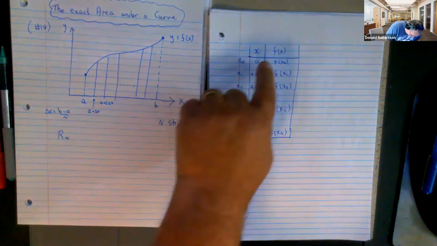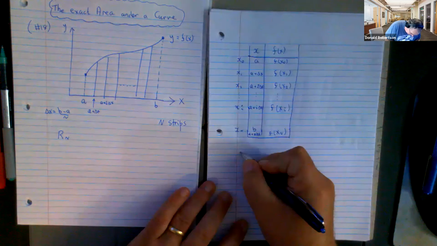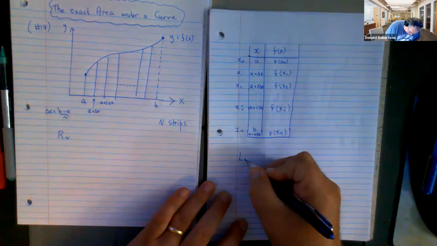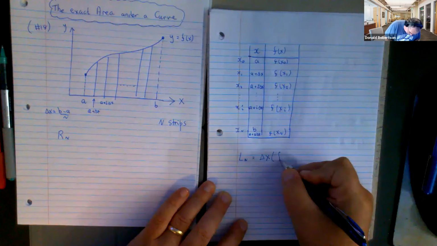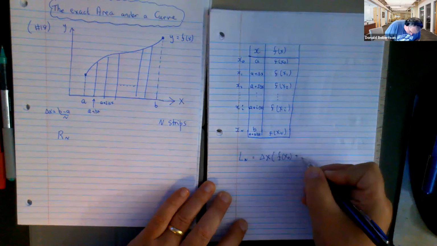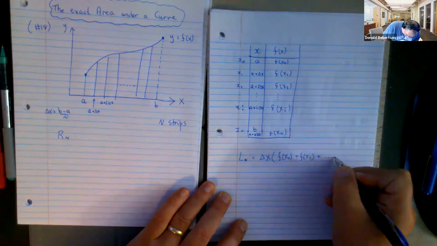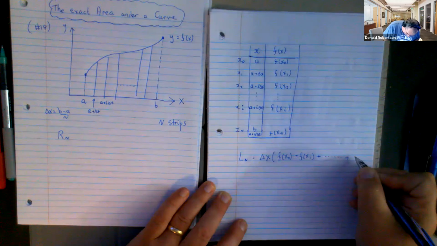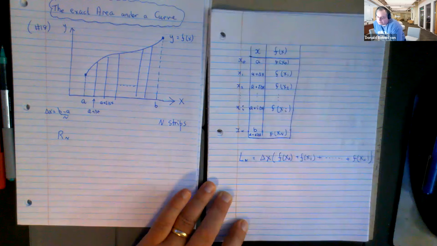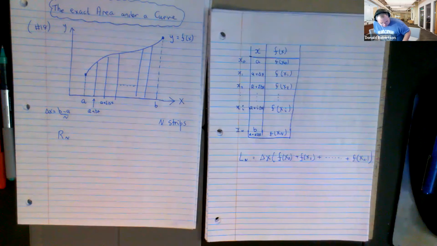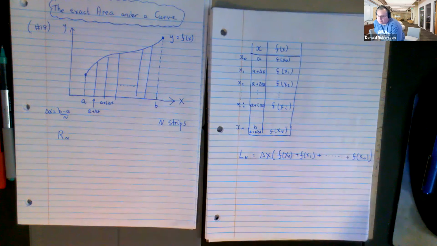Now, if I asked you to find Rn, wouldn't the answer be delta x, the value of the function at x0, plus the value of the function at x1, and finishing all the way at the end with the value of the function at xn? Are you comfortable with this formula? Right, it's just a general formula.